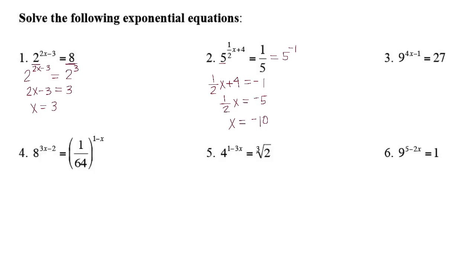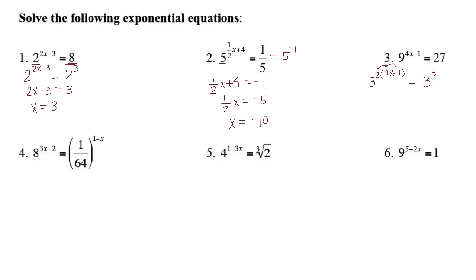Okay, for number 3, it looks like we need to get a base of 3. So here for the first one, 9 is 3 squared. But then we don't need to forget that we already have an exponent of 4x minus 1. And then over on the other side, 27 would be 3 to the third. So here, now that we have our bases the same, we do need to do our distributive property.